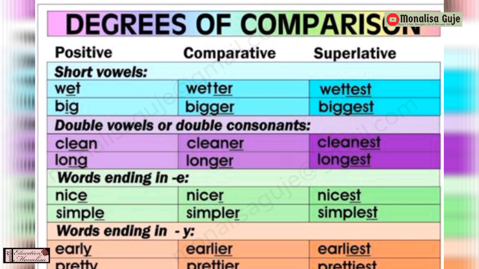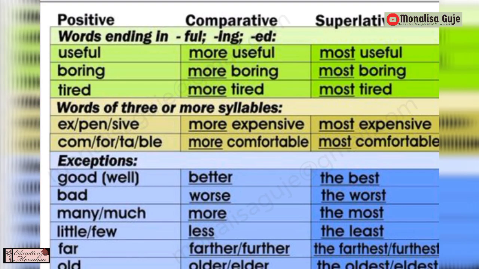Clean, cleaner, cleanest. Long, longer, longest. Nice, nicer, nicest. Simple, simpler, simplest. Early, earlier, earliest. Pretty, prettier, prettiest. If you see carefully, there are some rules. For vowels, we give double consonant. Then the words which end with E, we just add R. If the word is having Y in the end, we remove that Y and add IER. This is for your knowledge. You all know how to use it very well.